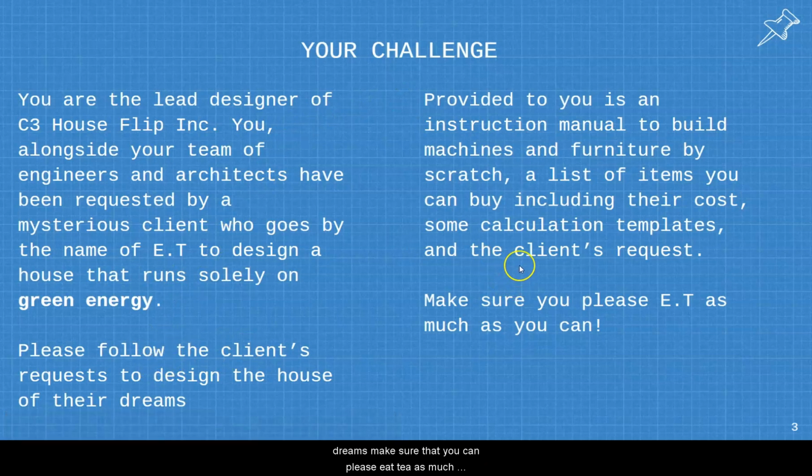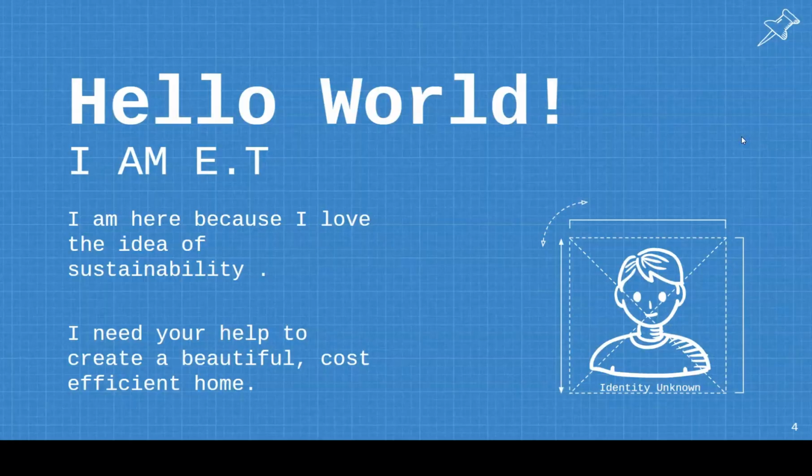Make sure that you can please ET as much as you possibly can. So that means follow the instructions to a T, but also keep in mind that you can be creative with this task, but it's important that you take every prompt that we provide you. So this is ET. He is here because of sustainability, and he needs your help to create a beautiful, cost-efficient home.